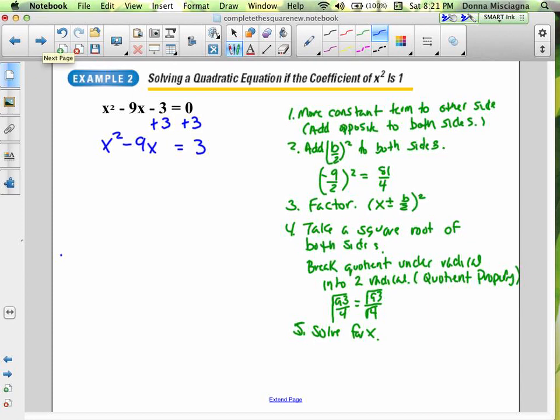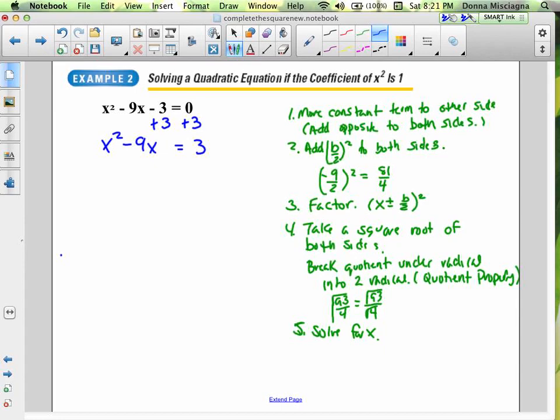We're going to add b divided by 2 squared to both sides. All right, our b is negative 9. Don't make that a decimal, please. You'll have more trouble with it than it is worth. All right? Keep it as a fraction. It's a lot easier to square and take the square root of the fraction.